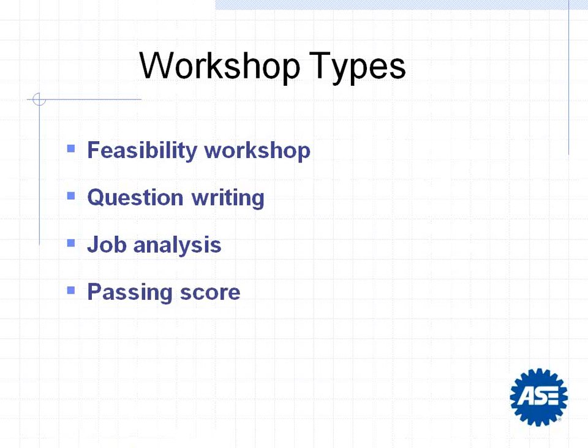And then the other type of workshop we have is passing score, which, contrary to what some people believe, ASE tests are not graded on a curve. There is a passing score that is set by an industry group, again at a separate workshop. And when they set that score, that basically is the bar that is established for what the minimum level of knowledge of the skills would be as demonstrated on that ASE certification exam.